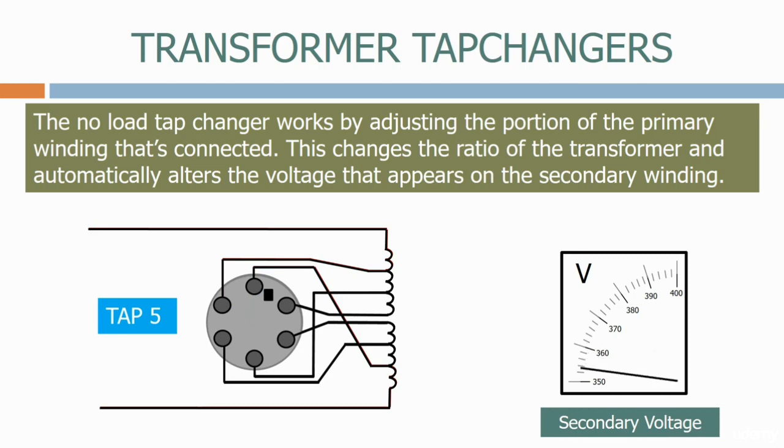Let's now go in the opposite direction. Tap 4, tap 3, tap 2, and finally back to tap 1, with the secondary voltage reducing after each tap.